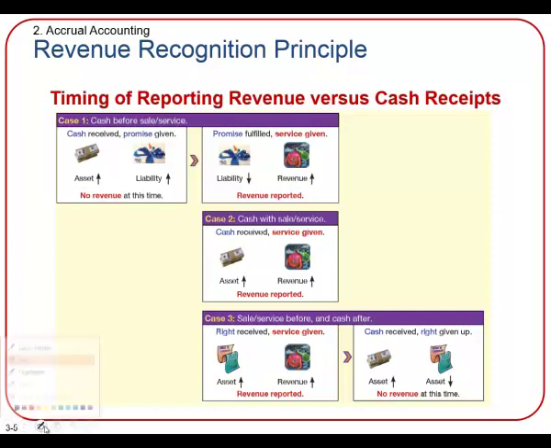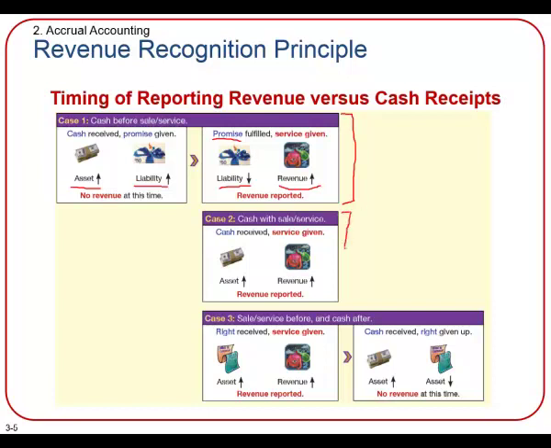Let's recap. In the first case, cash is received before the sale or the service. When the cash is received, we have an asset, and our cash goes up. But it's not our money. We haven't done anything for it yet, so we're going to record it as a liability called unearned revenue. Then, when the promise is fulfilled or our service is rendered, our liability will go down, and then we'll switch that amount to actual revenue.